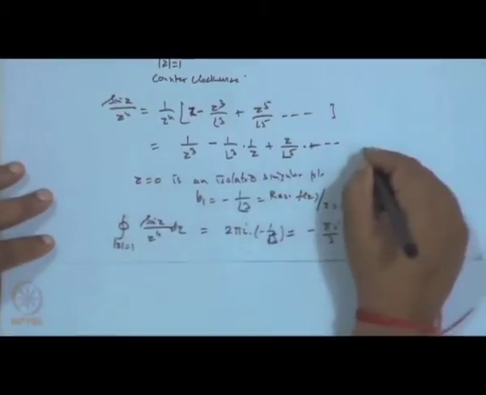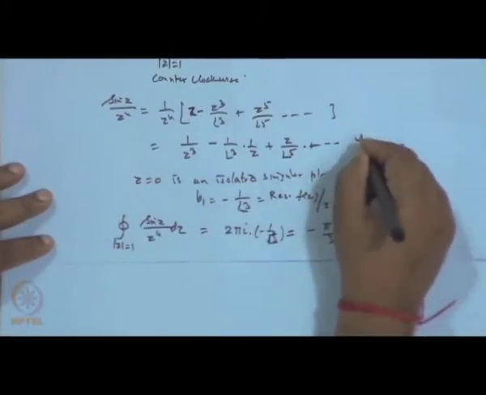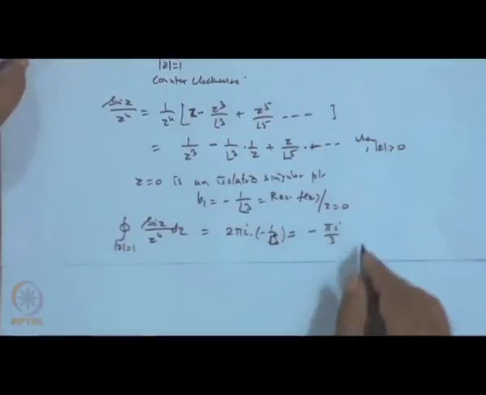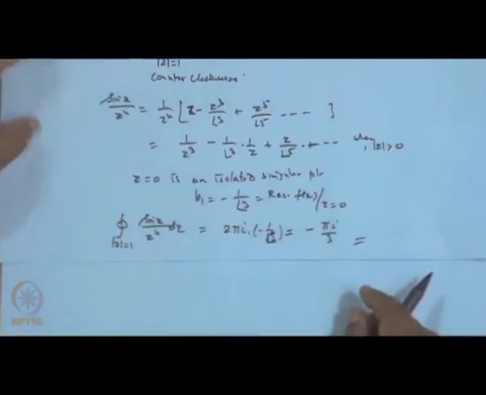Here obviously, this result is valid when mod z is greater than 0. So, it is an analysis like that. This way we can easily answer the questions for computing the integral.